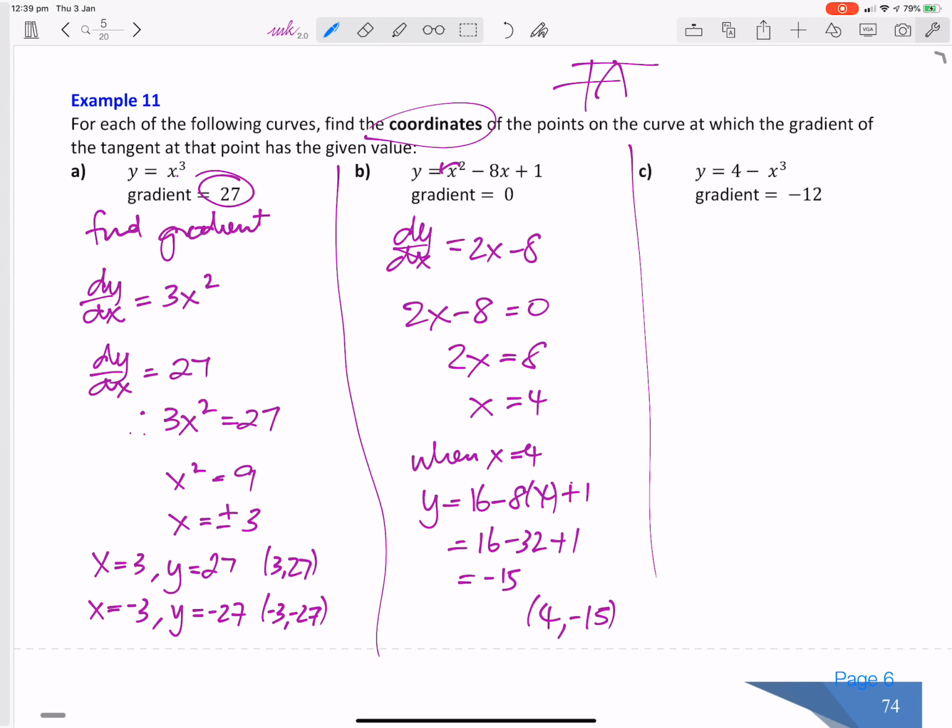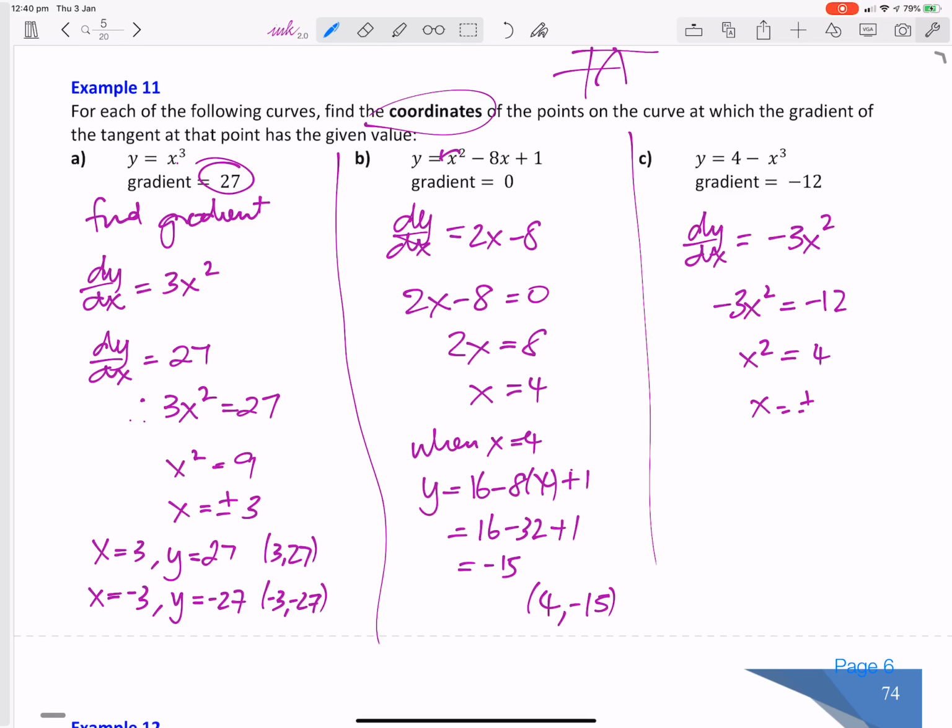Last one, dy/dx is negative 3x squared. So negative 3x squared is equal to negative 12. x squared is equal to 4. x is equal to plus or minus 2.